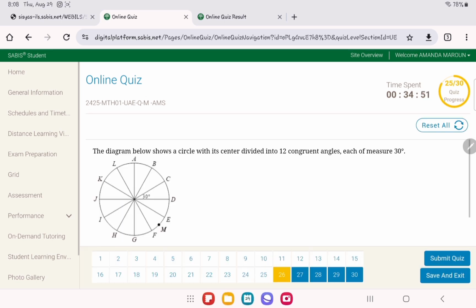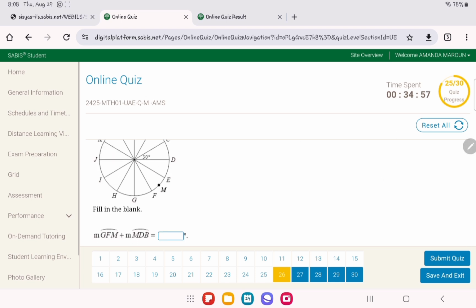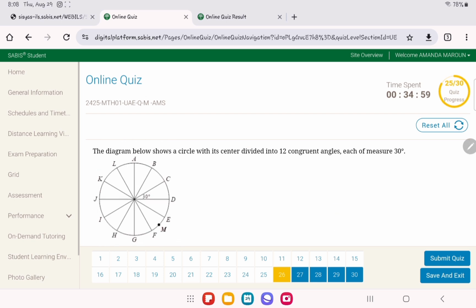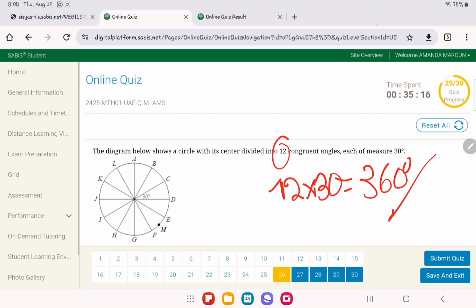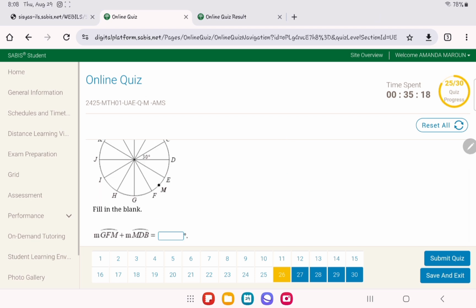Question 26. The diagram below shows a circle with its center divided into 12 congruent angles, each of measure 30 degrees. If each is of measure 30 degrees, then that means the total circle is 360, because 12 times 30 equals 360. And this is correct because in a circle, the angles are 360.